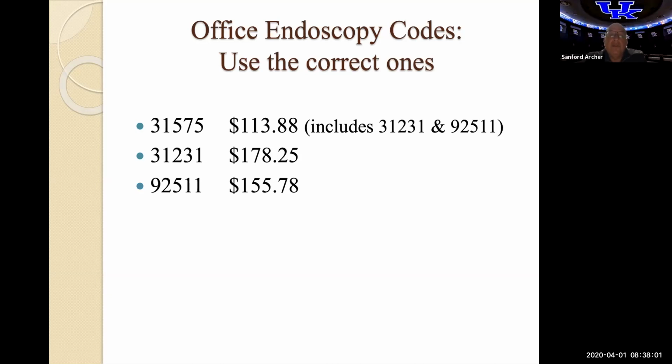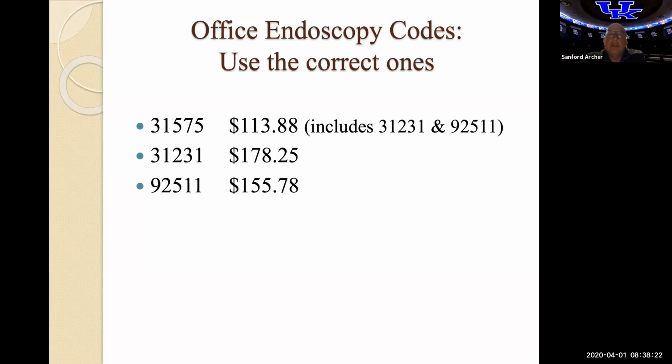And the 92511 code, which is infrequently used, is nasopharyngoscopy. So that's where you're looking at the adenoids, you're evaluating velopharyngeal incompetence, you're looking at the posterior nasal cavity and the choana to see if there's any blockage there, but you're not looking down to the larynx.